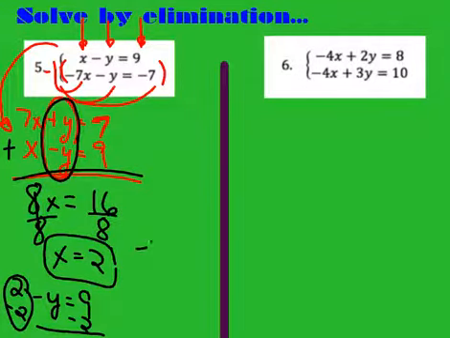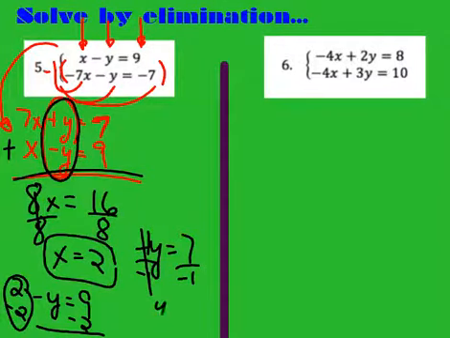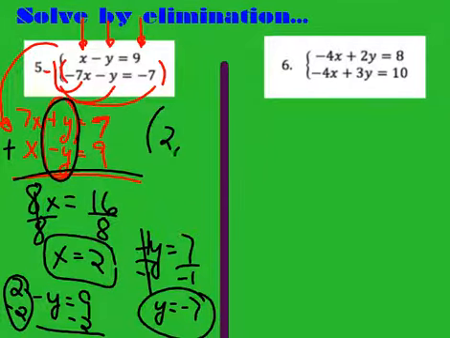This is the same thing on the other end. Negative y equals 7. Then divide by negative 1. They cancel out. y equals negative 7. Then my point is 2, negative 7. So the same thing as number 4. Pretty close. So make sure you're looking for those things.